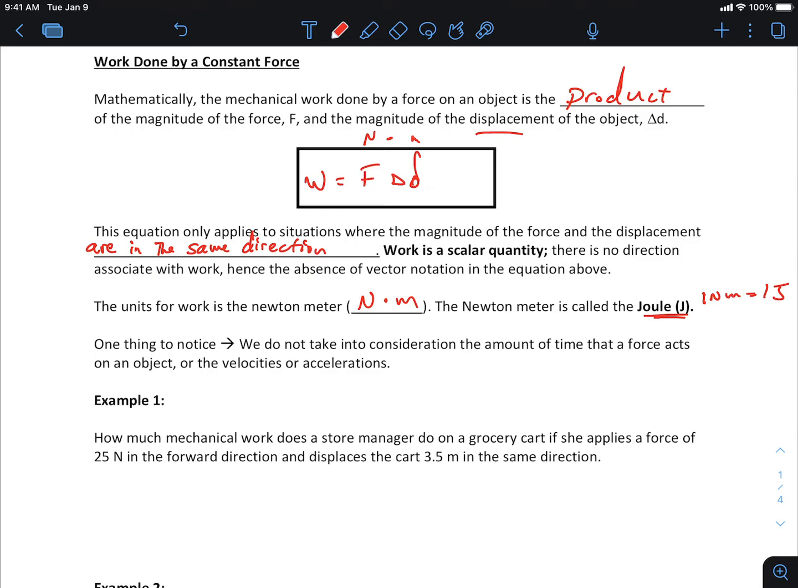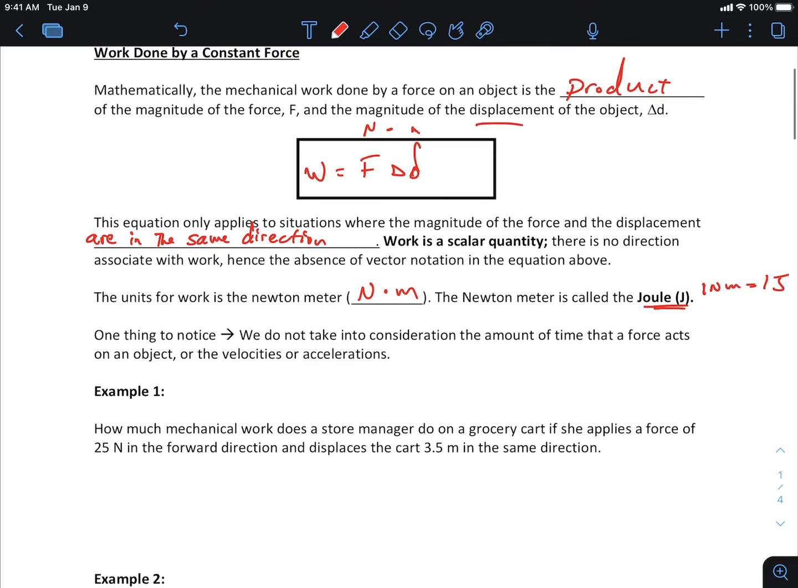One thing to notice is we don't take into consideration the amount of time that a force acts on an object, or the velocities or accelerations. Just here's the force being applied. How much distance or displacement does it cause something to move? And that would be the work.